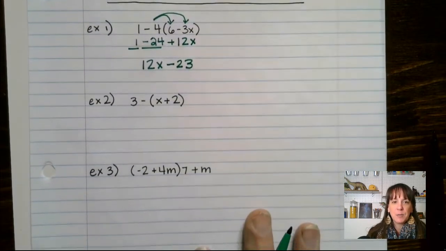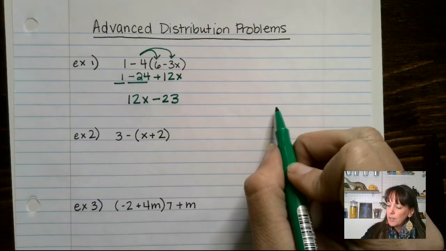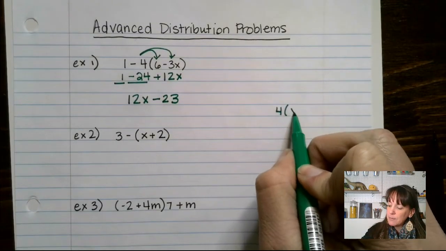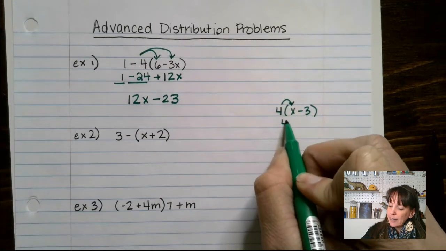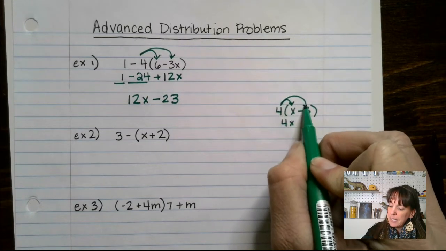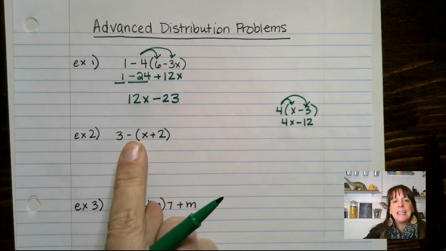Okay, for our next one, 3 minus x plus 2. Let's just real quick do a quick refresh. If I have something like this, 4x minus 3, I distribute this to here and I get 4x, and positive times a negative is a negative 12, right? The same thing is here.